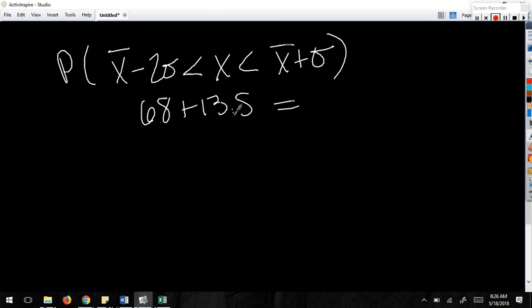68 plus 13.5? You just plot in the middle? Why do you find in between the two? Why wouldn't you just have one side, like 34? Well, because this one asked me to find in between these two values. So I went to each of those values and I looked and I added the percentages between.